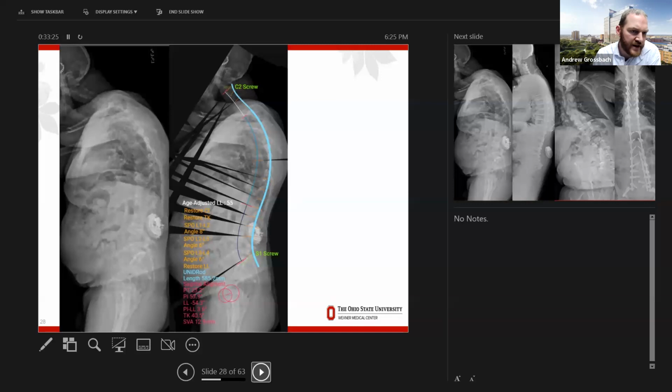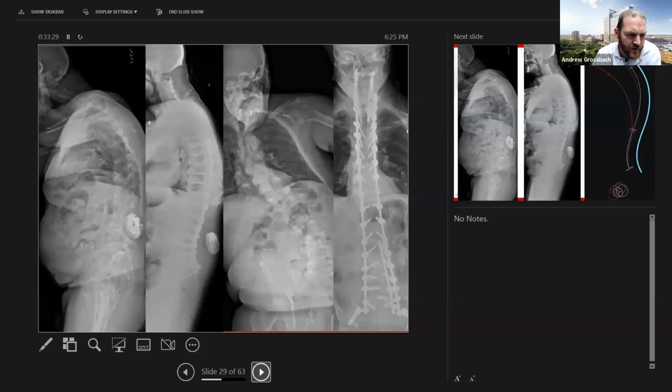and hopefully get him relatively well corrected. So here's his post-operative films. Sagittally, I think we got him pretty well aligned, and coronally not perfect, but much better than he was.